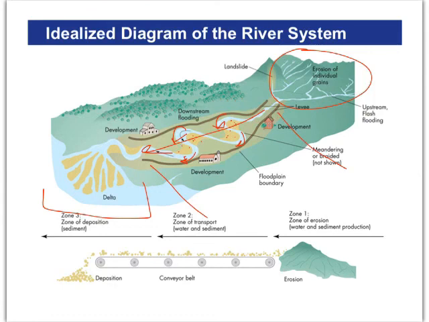Sometimes it's even deposited underwater out to sea. And if you look on the ocean floor, many times you can see massive piles of sediment that have been deposited by large rivers as they move down towards the sea. So that's our idealized diagram of the river system. And in the next section, we're going to be starting to talk about floods and what actually makes floods take place in rivers.